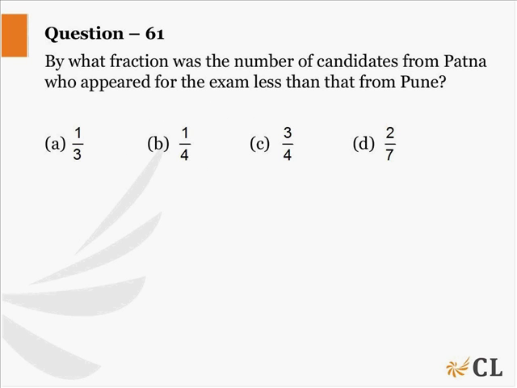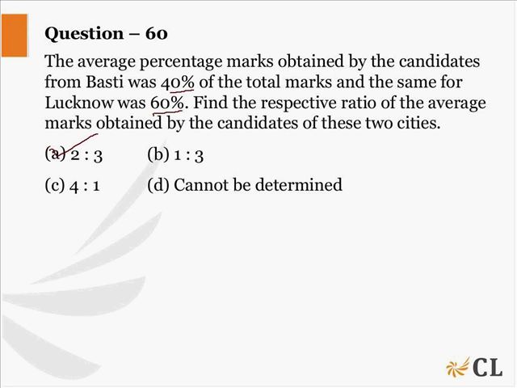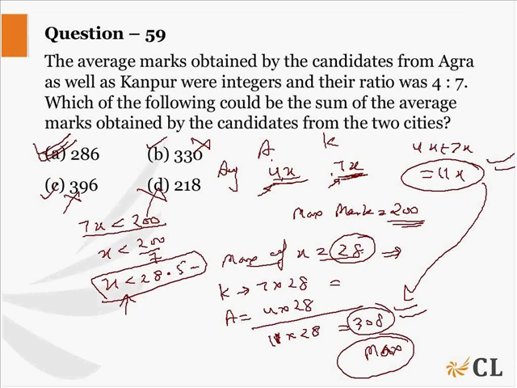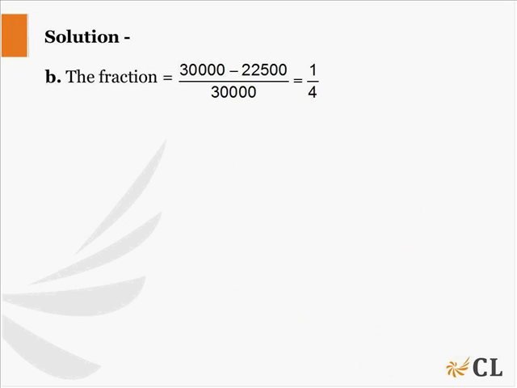By what fraction number of candidates from Patna who appeared at the exam were less than Pune? Patna is how much less than Pune? Patna is midway, so 22.5. Pune is 30, so this is 7.5 less. Over 30 is nothing but 1 by 4. So my answer is 1 by 4, right?